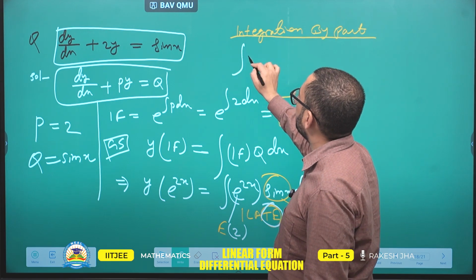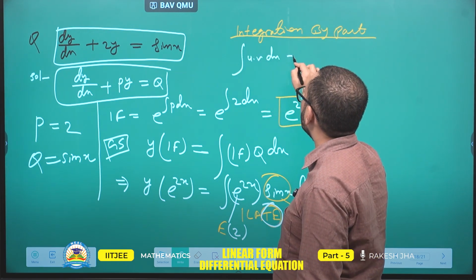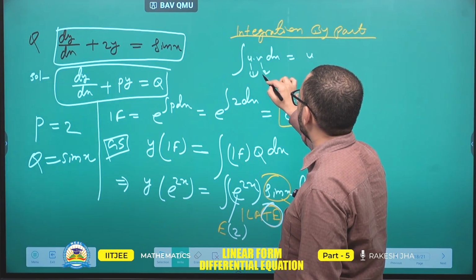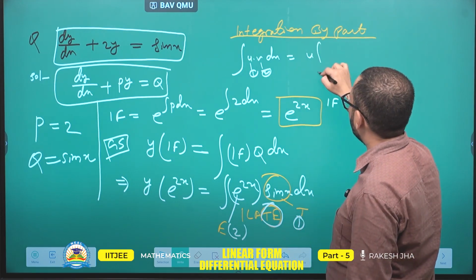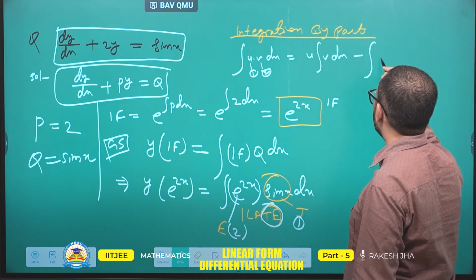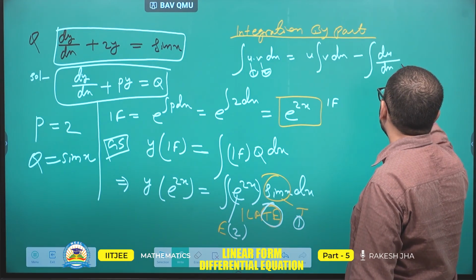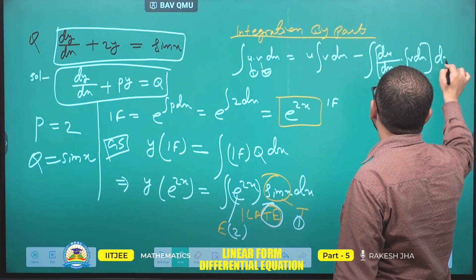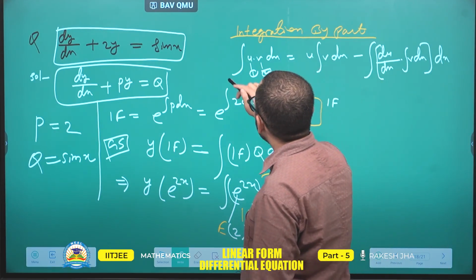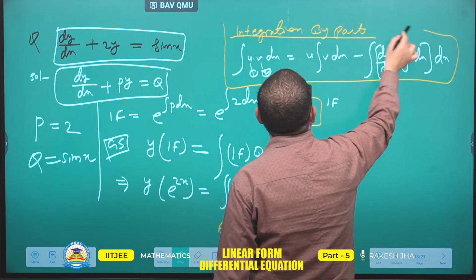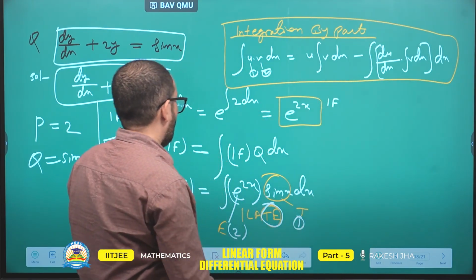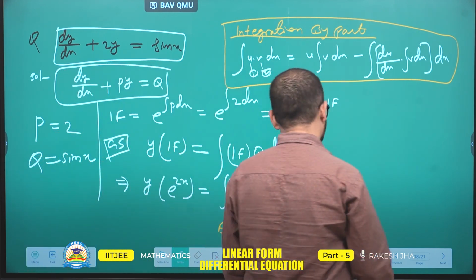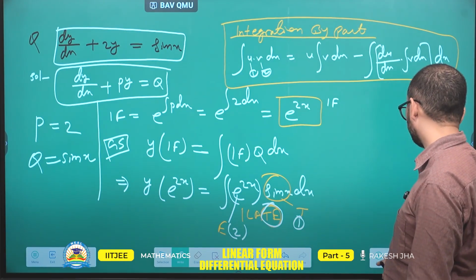So what is integration by parts? The integral of u times v dx is equal to u, the first part, times the integral of the second part, minus the integral of the differentiation of the first part times the integral of the second part, and then the entire integration. So this is the formula that we are going to apply. So e raised to the power 2x sin x, that we are going to solve in the next slide.